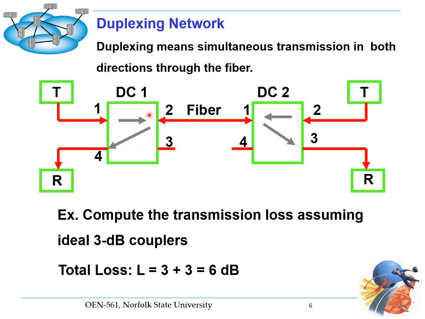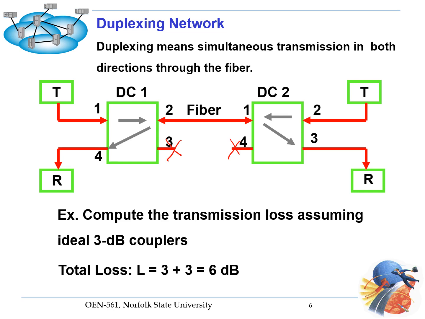For directional coupler 1, we do not use this port, so it's redundant. And also for the second directional coupler, we do not use this port. But other than that, we indeed can build a duplexing network.